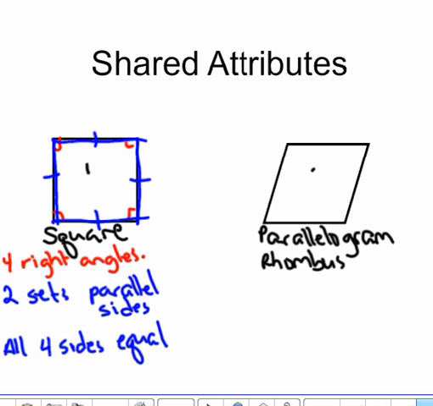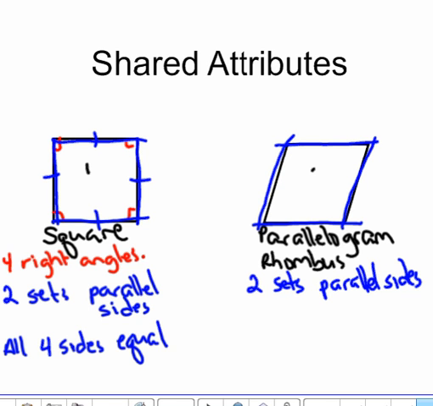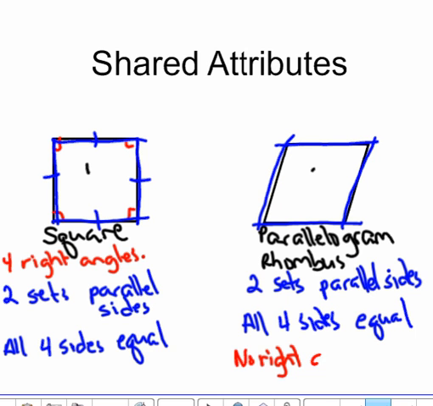Now let's take a look at the attributes of my parallelogram and my rhombus. Well, first off, we should know that our parallelogram has not one, but two sets of parallel sides. We should also know that our rhombus, not the parallelogram necessarily, but the rhombus, has all four sides equal. Okay? We should know also that there are no right angles in our parallelogram and rhombus.